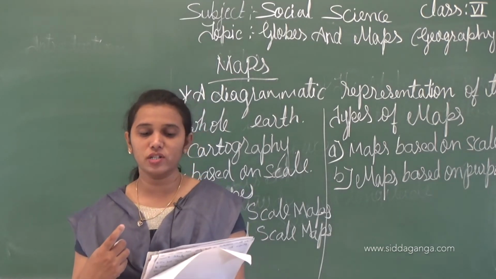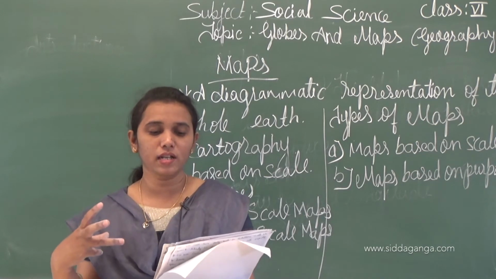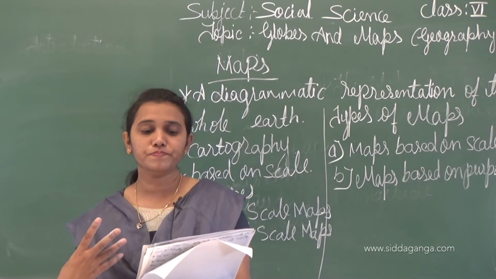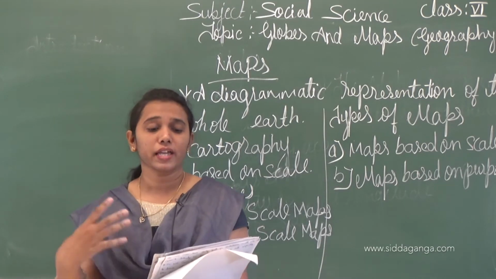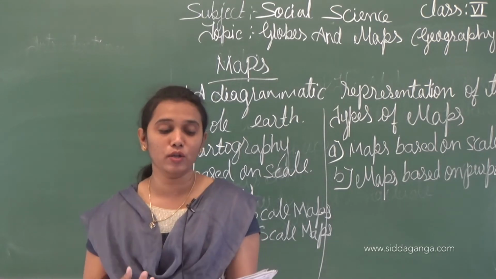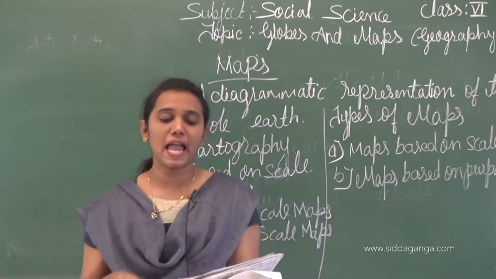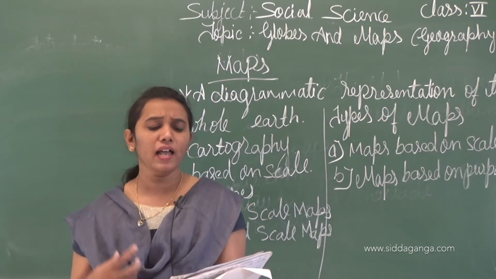To whom this land belongs, all the details will be there in the cadastral map. Once again, see here, children, cadastral maps. Now we study about cadastral maps. The details given are the extent of the area, the value of the area, and ownership of the land. All the details will be there in the cadastral map.